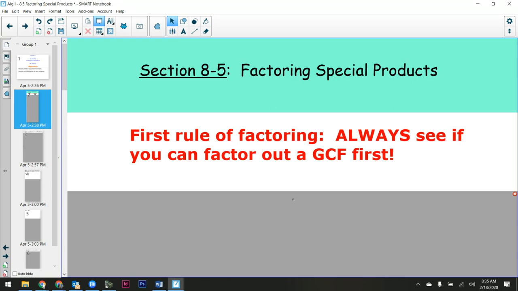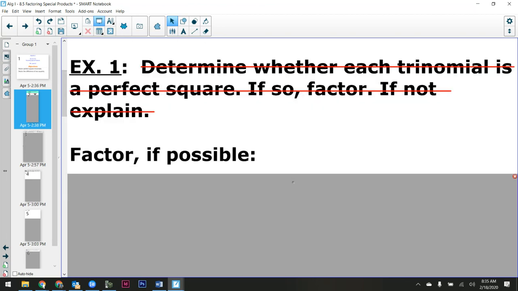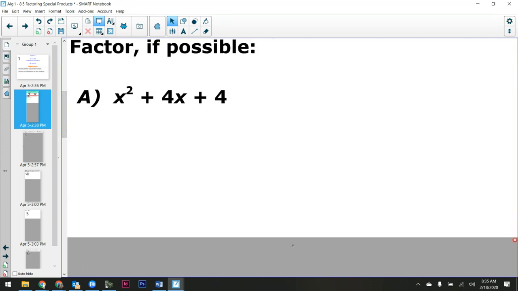Okay? Now, let's refresh our memories. Again, I was saying before I started the video, if we see these directions in our homework tonight, you're going to ignore those. Okay, you're going to ignore those. We're just going to factor like normal. Okay, we're going to factor like normal. Okay? Go ahead and factor that, please.